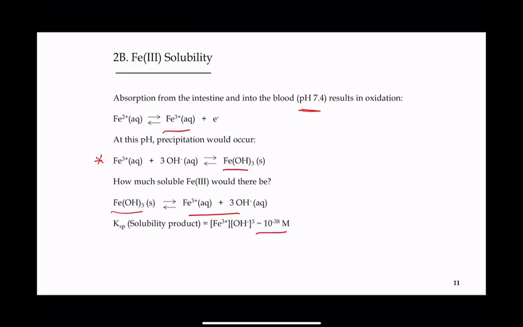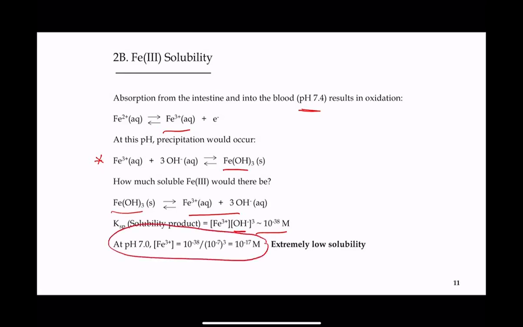So here, I looked up this number, Ksp of 10 to negative 38 molar. So with this information, and also taking into account the pH, remember in this expression, we have the concentration of hydroxide. If you have pH, you can correlate that to hydroxide concentration. You can calculate how much iron would be soluble. So I did this for pH 7. I could have done this for pH 7.4. It doesn't really matter so much. The take-home message is the following, that you'll get a concentration of iron that's 10 to negative 17 molar.